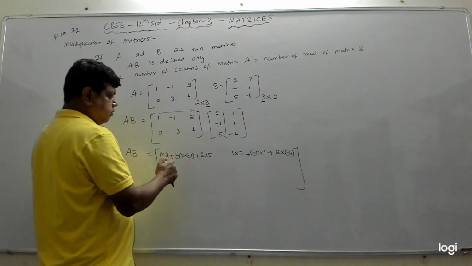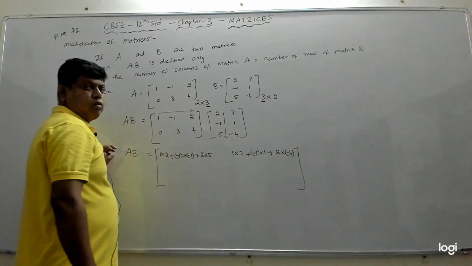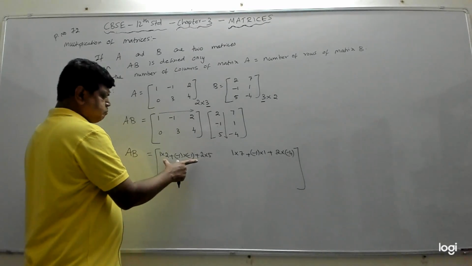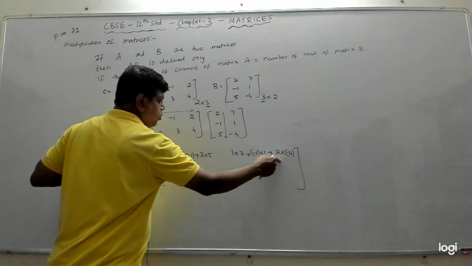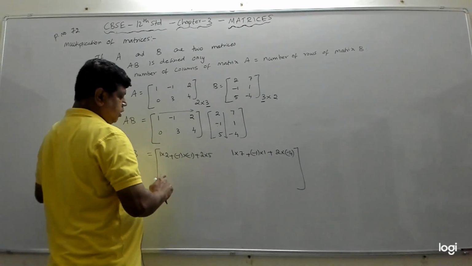So for the resultant matrix, that's over. There is no other row, so we will close this. Now we have formed the first row of the resultant matrix. Now we should go to the second row. We have to write this element.